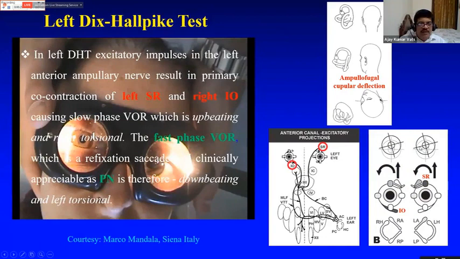The excitatory projections from the left anterior semicircular canal are to the ipsilateral left superior rectus and right inferior oblique, causing a slow phase VOR, which is upwards and right torsional, and therefore the refixation saccade, which is a positional nystagmus, is downbeating and left torsional in this case.